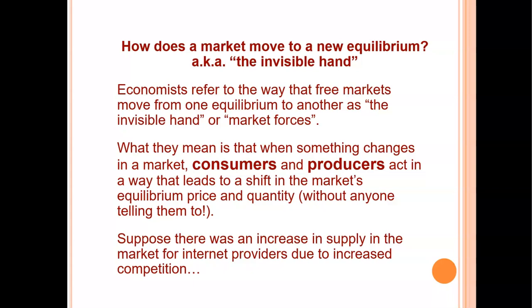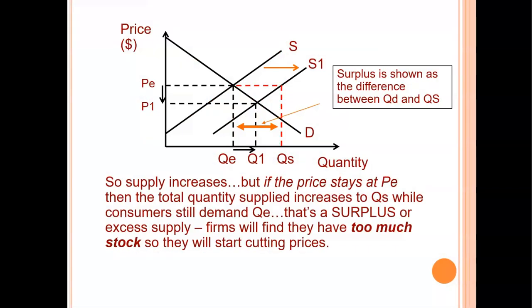So when something changes in the market, consumers and producers act on their own in a way that shifts the market price and quantity without anyone telling them to, which is why it's called the invisible hand. When you hear the term market forces, it just means demand and supply, consumers and producers. So here we go. Suppose there was an increase in supply in the market for internet providers due to increased competition. Okay, pretty straightforward. We've got our supply curve.